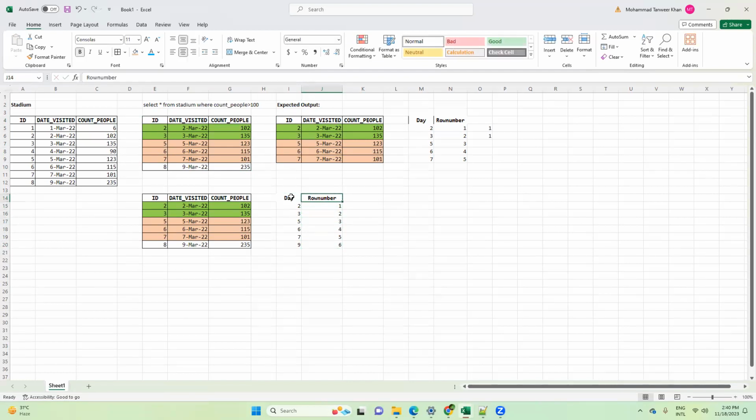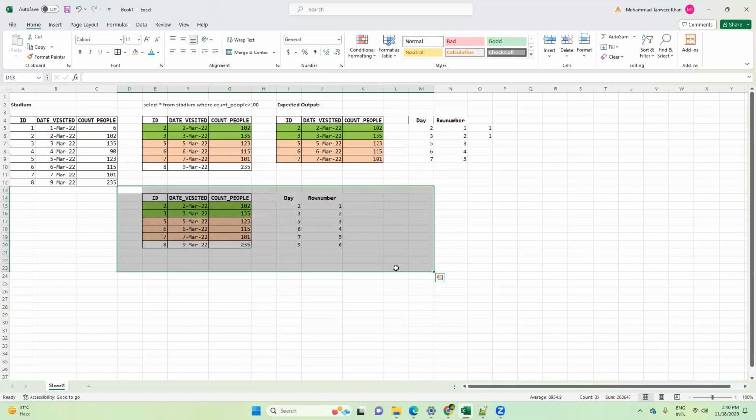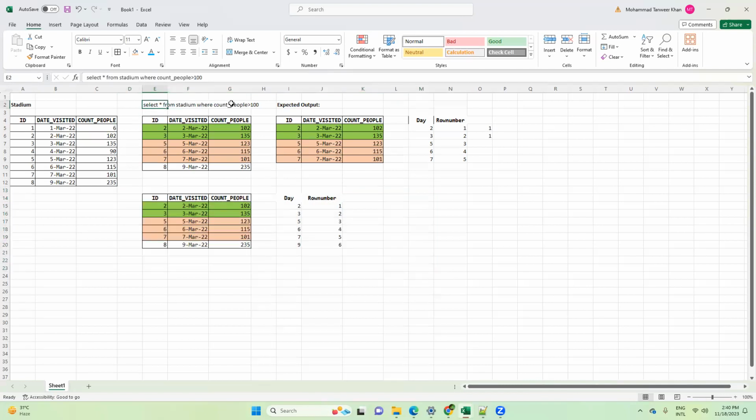Correct. Now I'm telling you logic. I'm not discussing anything about SQL as of now. Just I'm telling you logic. Okay, and then we will translate that logic in SQL query. I have written here query count of people greater than 100. So I have just filtered out the records where the count of people is greater than 100. But on top of this, now I have to apply the condition that we have to find the consecutive days.